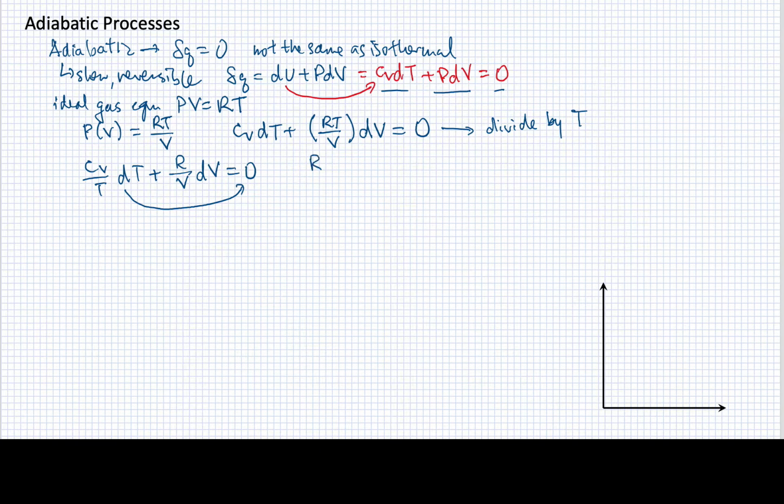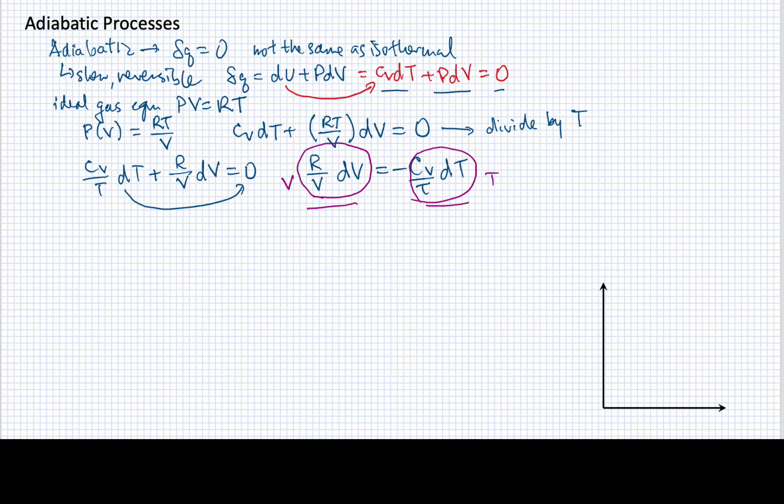So I'll have R over V dV is equal to minus CV over T dt. Now, why have I done all of this? Well, this is meant to be suggestive because everything over here depends only on volume, and everything over here depends only on temperature. So I have one thing over here, a differential expression that depends only on volume, and one thing over here, a differential expression that depends only on temperature.